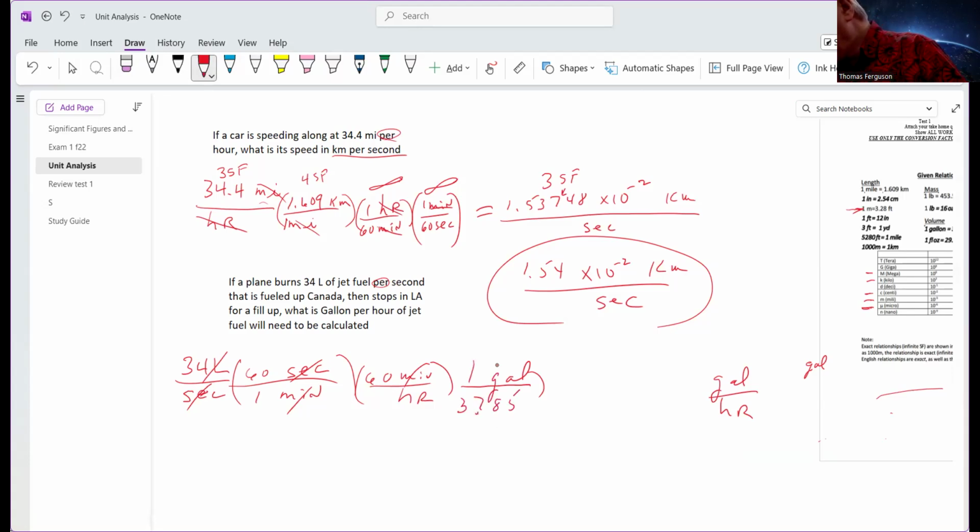Yeah, 3.70. Now, liters cancel. What are we left with? Gallons per hour. And again, I want to emphasize, everything needs to cancel except what you're trying to calculate. If everything cancels, your setup is wrong, because you have to end up canceling everything except what you're trying to calculate.